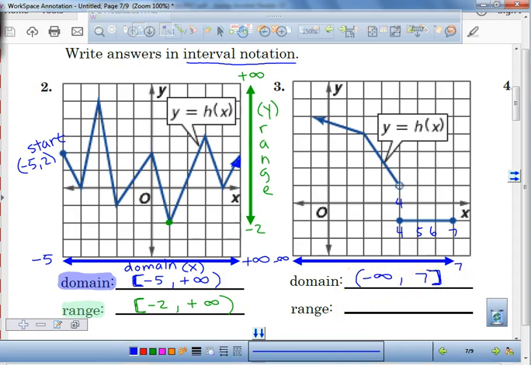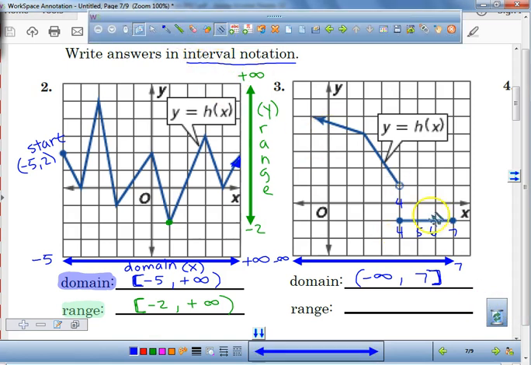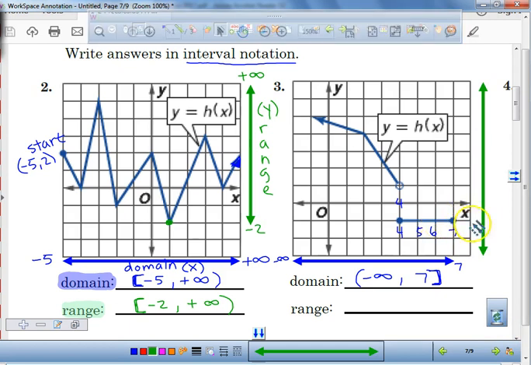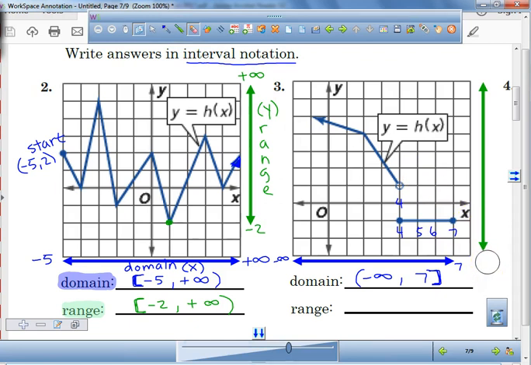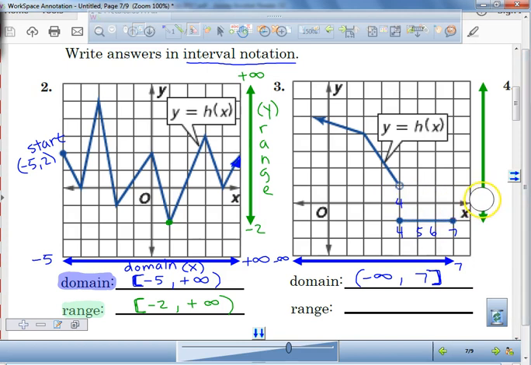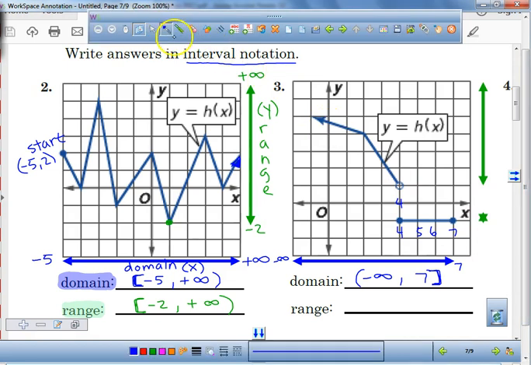Soft bracket, hard bracket. Now the range is a little bit more difficult. I'm going to draw an arrow starting from the bottom going to the top. Would you guys agree that this graph is definitely not going down forever? Right now I'm going to use my eraser. It looks like it starts right about there, but I've got a problem. There's a gap right there. So let me mark the gap. Oops, that's okay. Check it out.